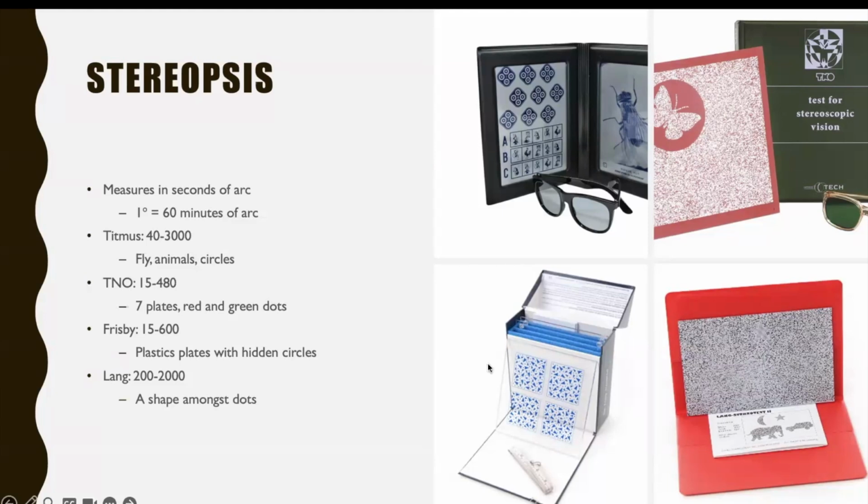The Frisby test, there's this test here in the bottom right where you've got these multiple different shapes and you'll have hidden circles within them, and one of them will have a circle, and that goes down in your seconds of arc. And then the Lang test will have a shape amongst a whole bunch of dots. If you see that shape in 3D, different cards will give you a different level of stereopsis.